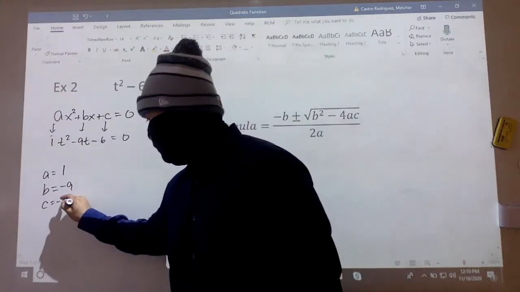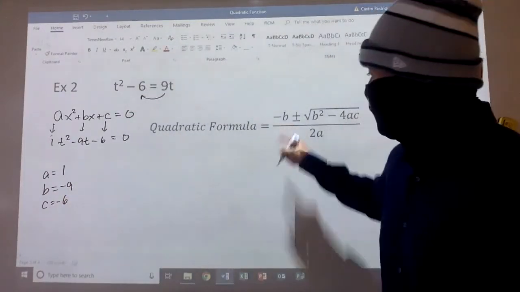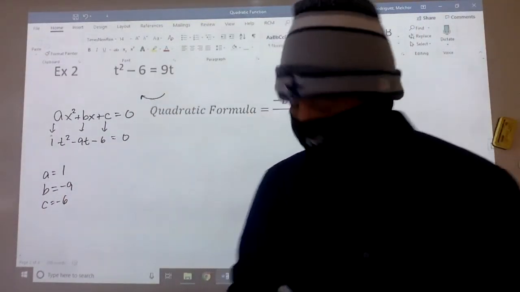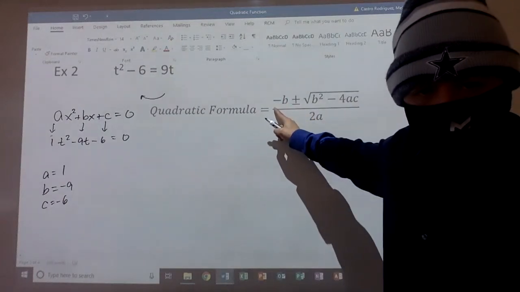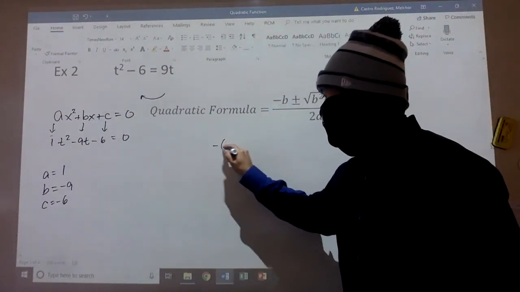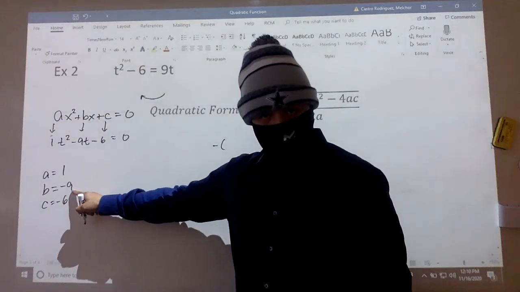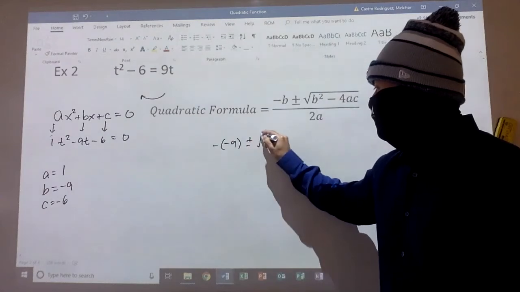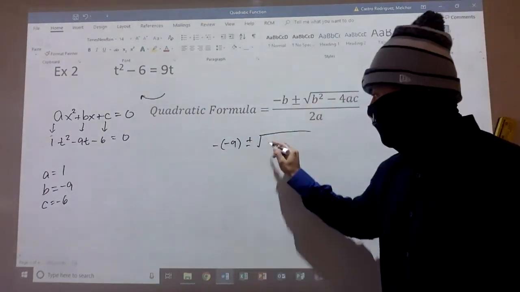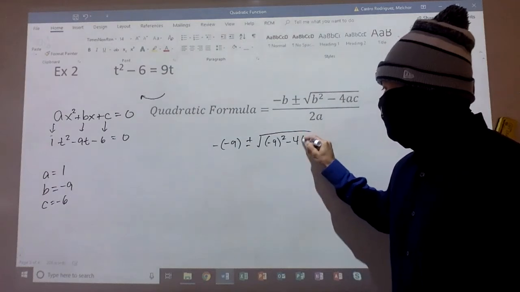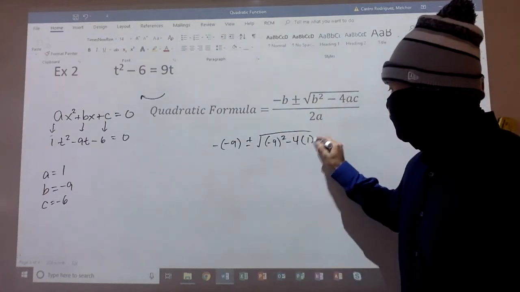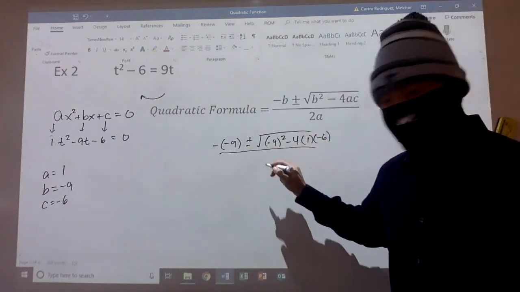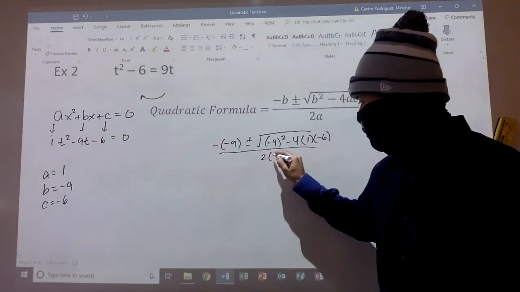Value of C, negative 6. I'm ready to place it on the formula. I need more space, so let me move this a little bit higher. Negative, be careful here. The negative is already there. B, this one also has a negative, so negative 9, plus or minus. So B, replace it with that B. Value of A, value of C, negative 6. All over 2 times the A equals 1.